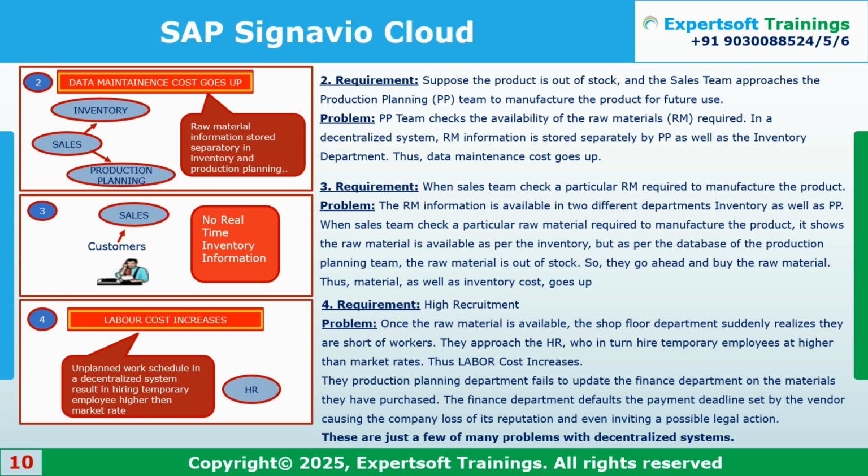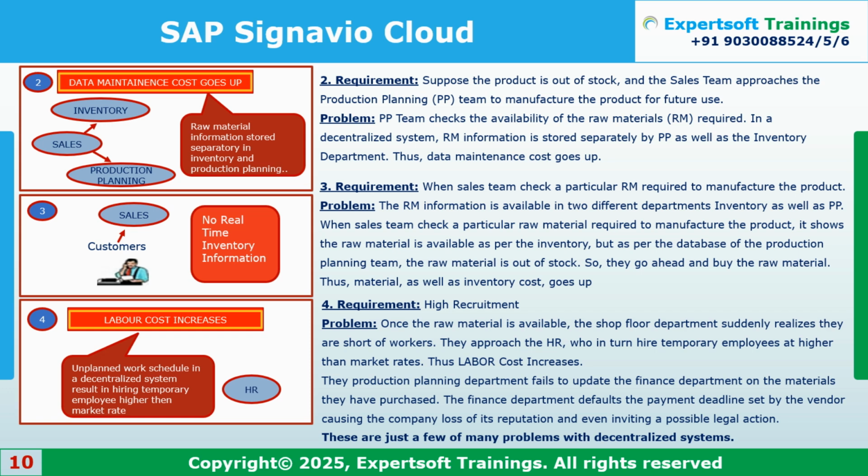The second problem: suppose the product is out of stock. The sales team approaches the production planning team to manufacture the product for future use. The production team checks the availability of raw material. In a decentralized system, raw material information is stored separately by the production as well as the inventory department. Thus, data maintenance cost goes up, because the inventory department is maintaining the same data and the production department is maintaining the same data.